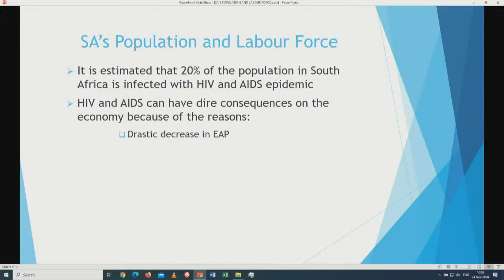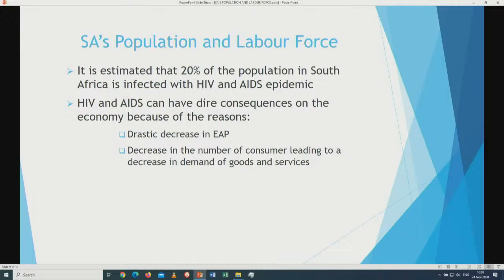It can decrease drastically the labor force or the economically active population, because more and more people who are working will be dying because of HIV. So it means the labor force of the country will decrease drastically because of that.